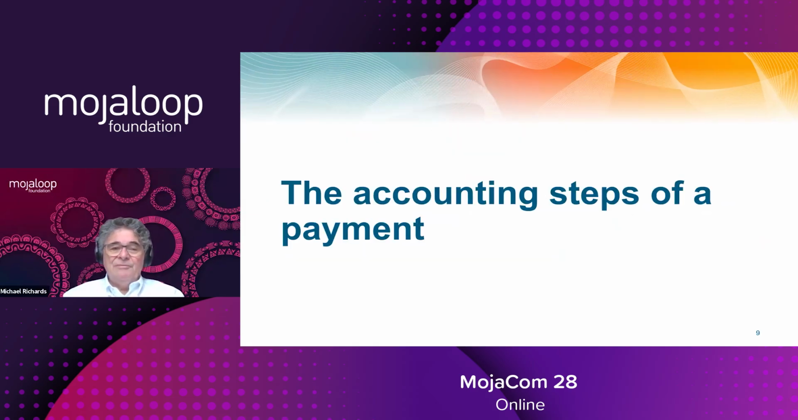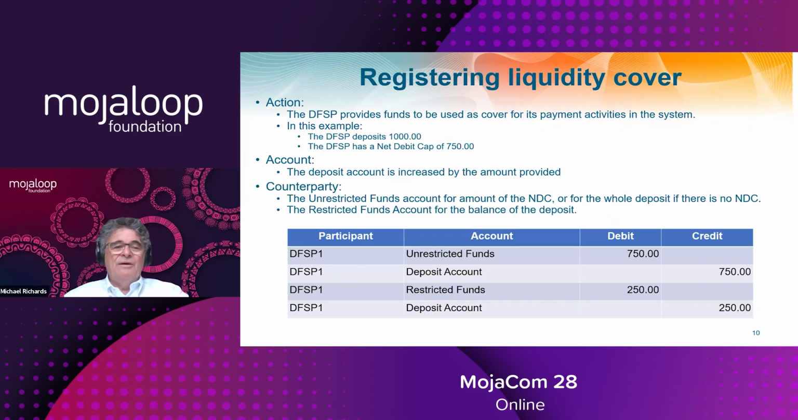Now, I want to talk a little bit about some of the accounting steps of a payment, and just look at how we're modeling this. So let's take a first action where a DFSP registers liquidity cover, provides funds to be used as cover, and in the example, the DFSP deposits £1,000 and it has a net debit cap of £750. What that means is that the unrestricted funds for the amount of the NDC are debited and the deposit account is credited by that amount.